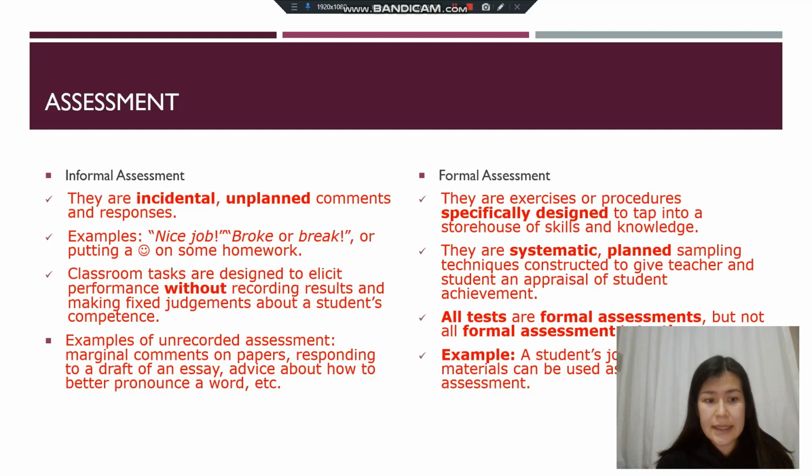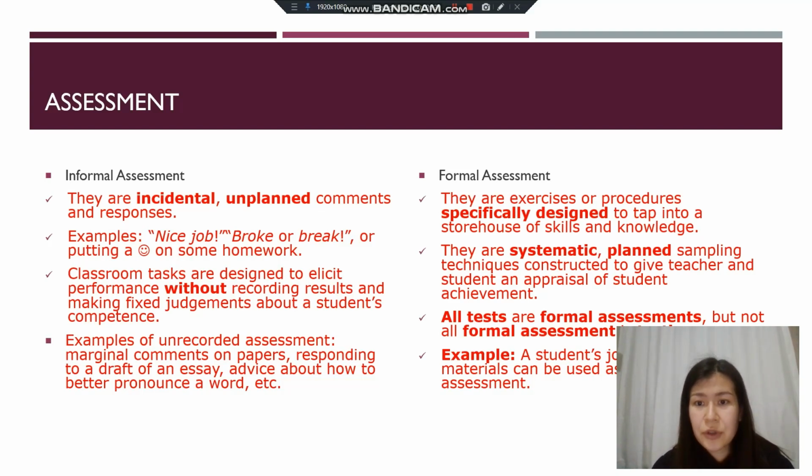Examples of unrecorded assessment: marginal comments on papers, responding to a draft of an essay, advice about how to better pronounce a word, or a suggestion for a strategy for a reading difficulty, etc.